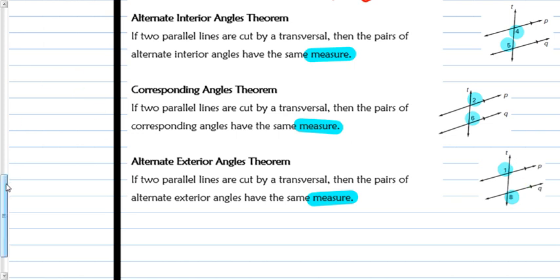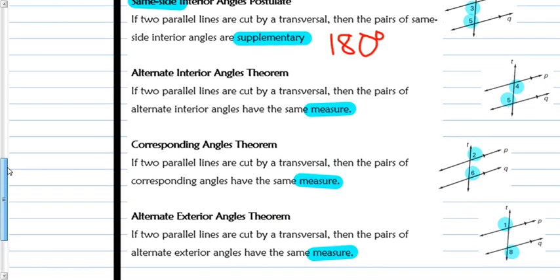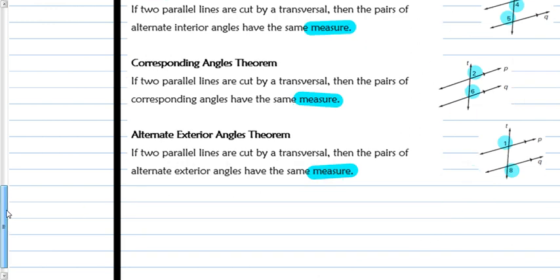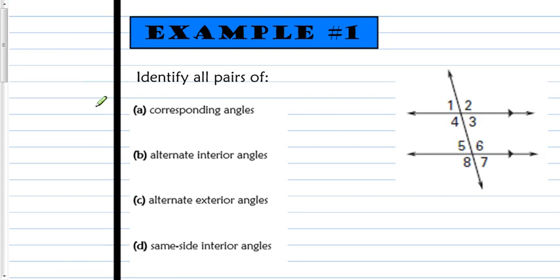Okay? So we just talked about one postulate and 3 theorems, but those theorems make a lot of sense based off of the name of them. Same side interior angles postulate, same side interior angles. Alternate interior angles theorem, alternate interior angles. Corresponding angles theorem, corresponding angles. Alternate exterior angles theorem, alternate exterior angles. Okay? So let's do some practice now. I want you to identify all pairs of corresponding angles. Go ahead, and I will identify one for you, and then you're going to identify the rest.